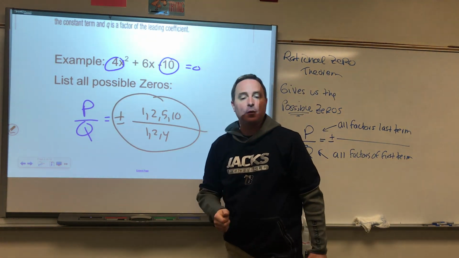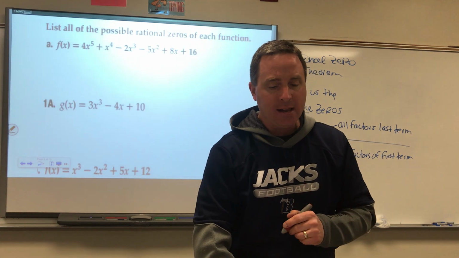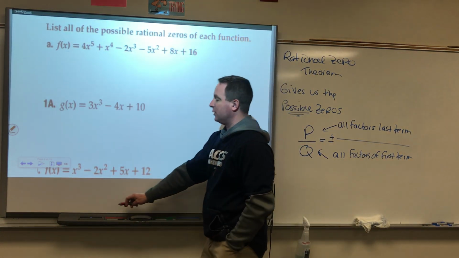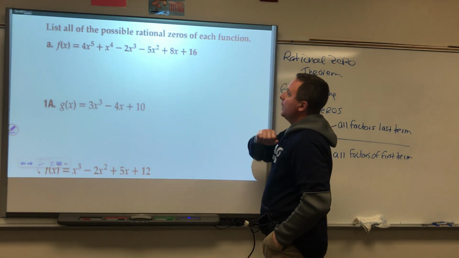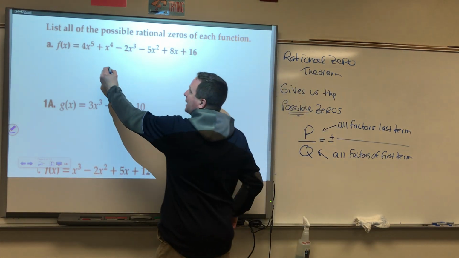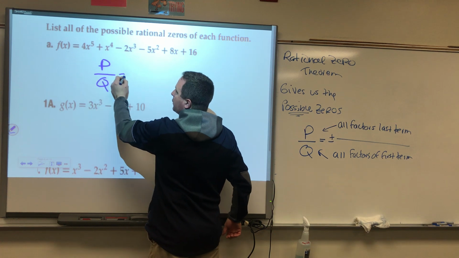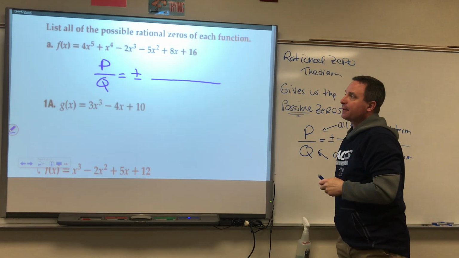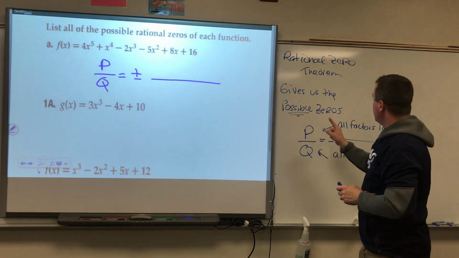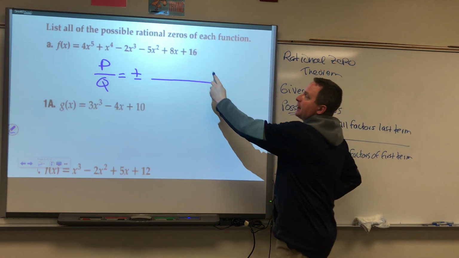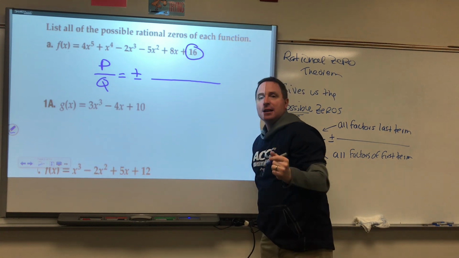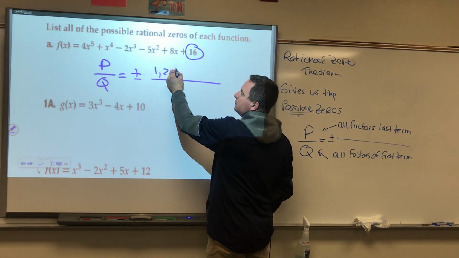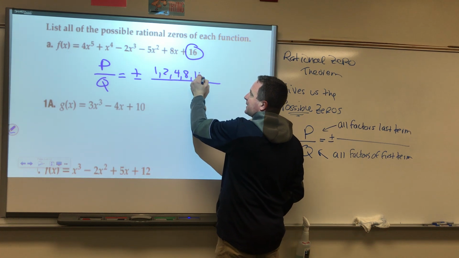Okay, but again, these are just all the possible ones. And this is the first thing you're going to see in your assignment. They're going to ask us to find all the possible zeros of each function. Well, all the possible zeros, again, are going to take the form of p over q, a plus or a minus, and then I write the big fraction bar. The numerator comes from the last term, so the numerator comes from the factors of 16. And again, if you list the factors of 16: 1, 2, 4, 8, and 16.